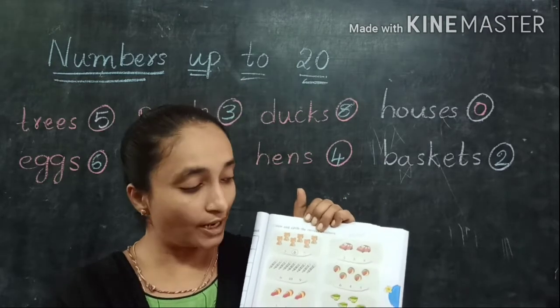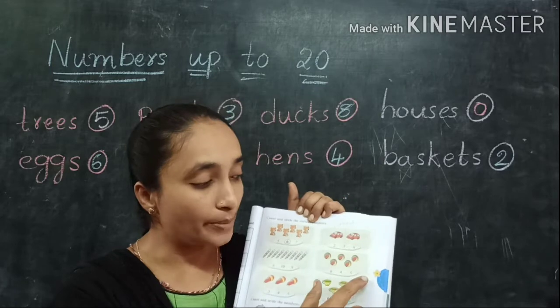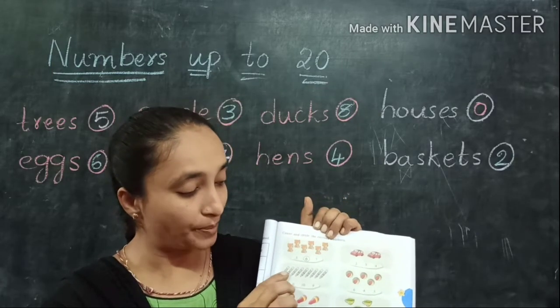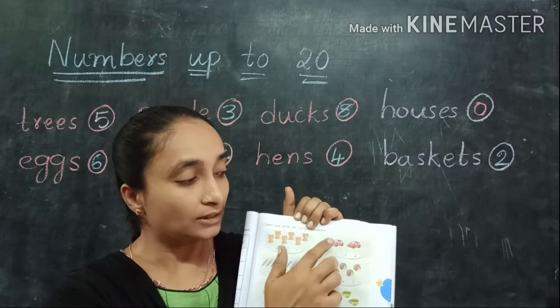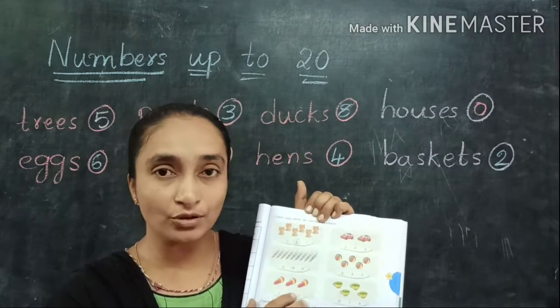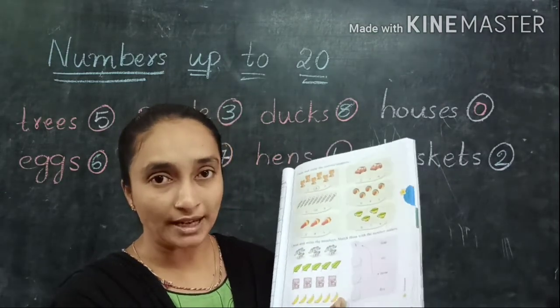So in this way you have to complete the remaining ones also in your textbooks. Page number 79. Here we have the beautiful pictures of pencils, balloons, car, ball, cup. So you can count all these and circle the correct number. And then come to the next one.